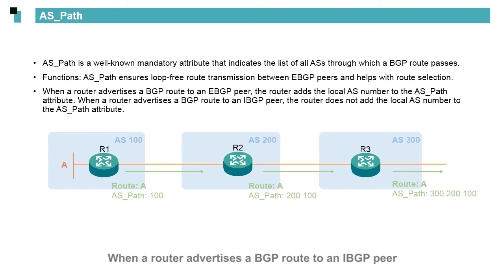When the router advertises a BGP route to an IBGP peer, the router does not add the local AS number to the AS path attribute. On the network shown in this figure, when R1 in AS100 advertises a route to R2 in AS200, R1 adds the local AS number 100 to the AS path attribute. Similarly, when R2 or R3 advertises a route to another AS, R2 or R3 adds its own AS number to the AS path attribute.